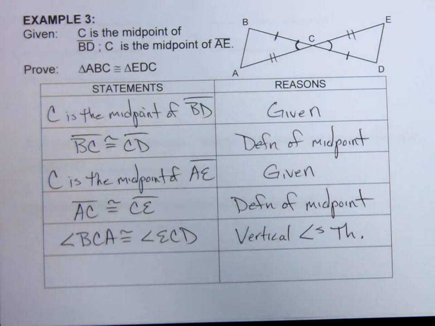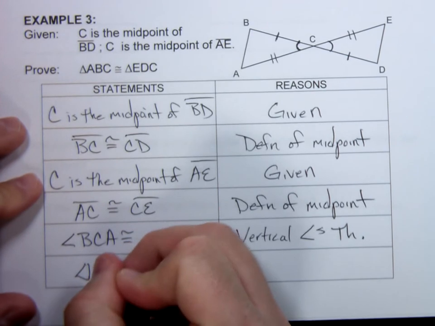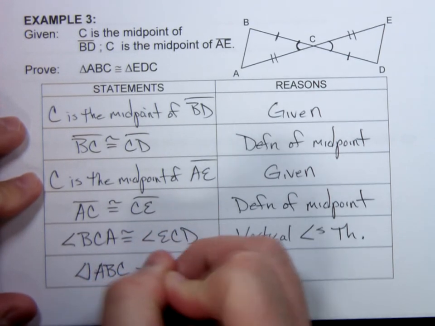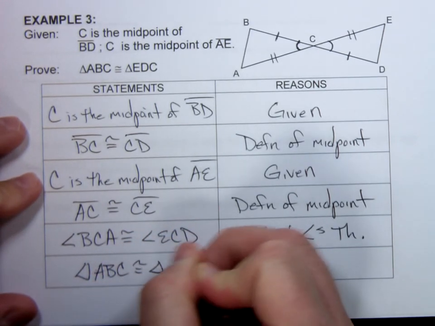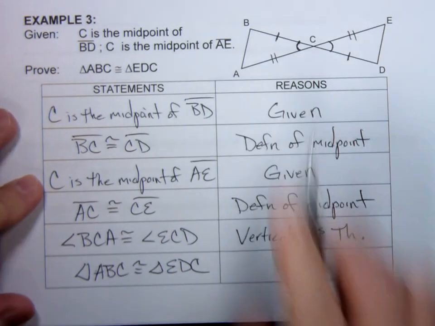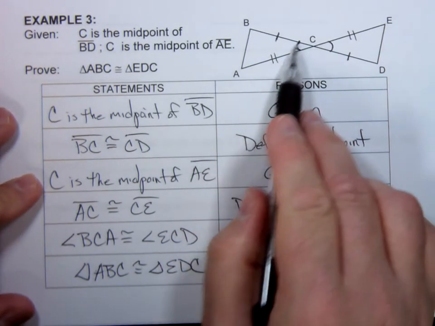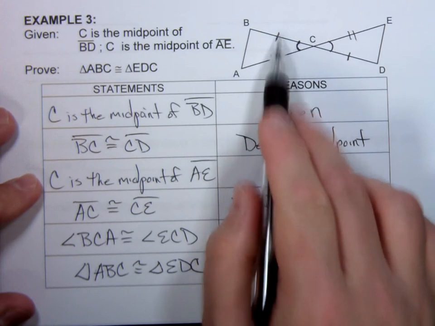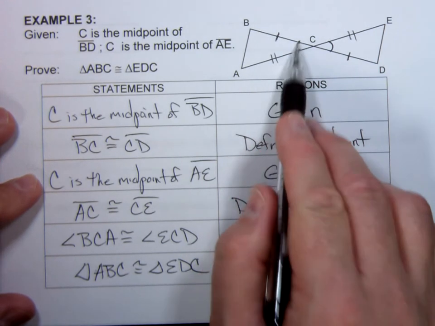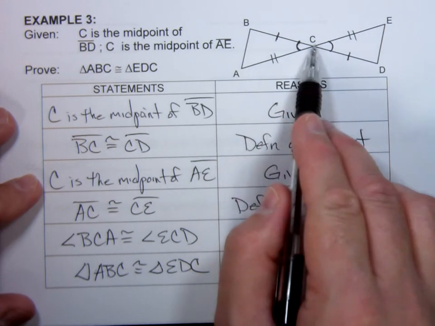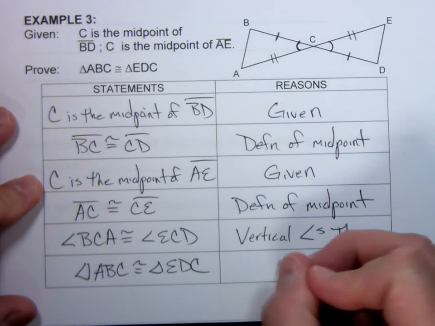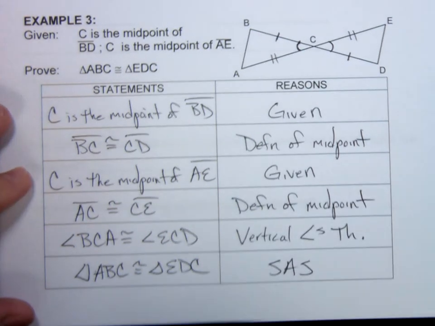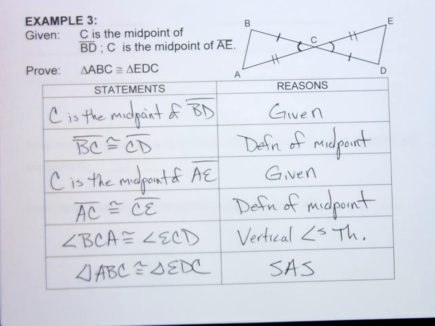And now I got three congruencies, and it's the good three congruencies where I can actually say the triangles are congruent. So I'm going to say triangle ABC is congruent to triangle EDC. I got two pairs of congruent sides, one pair of congruent angles, so that should be two S's and one A. And notice the angle is between the sides. It's the included angle. So the A is between the S's. I can prove these triangles are congruent by side, angle, side.